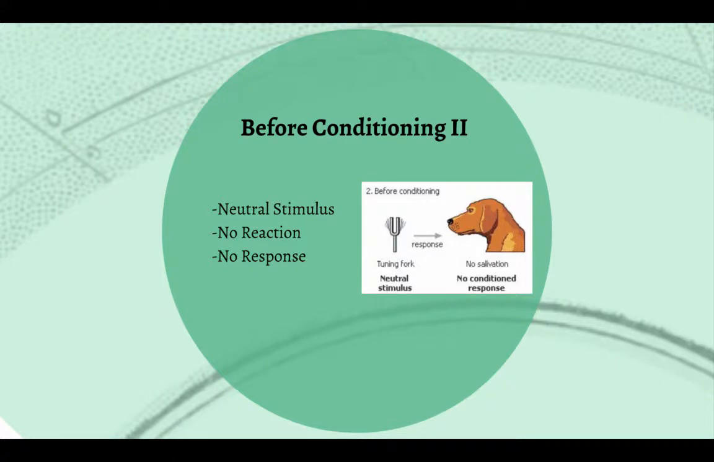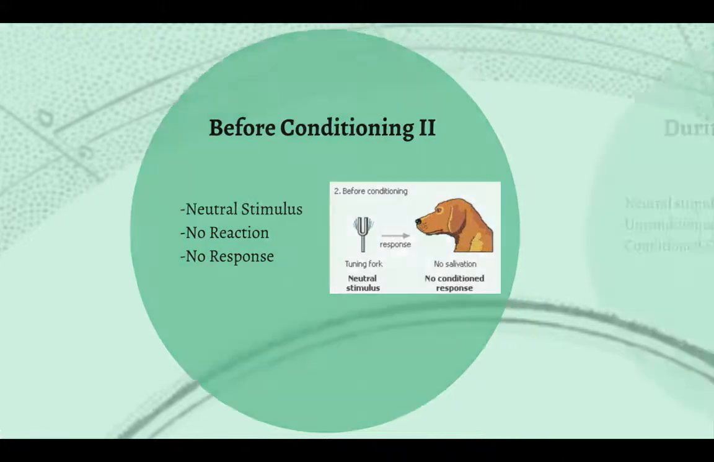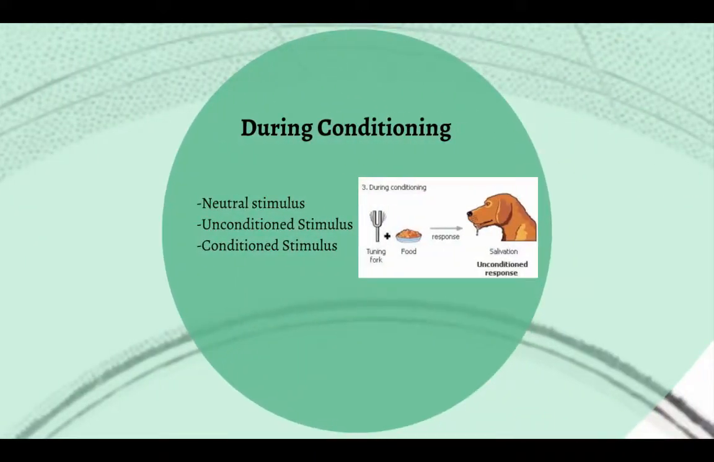The buzzer or tuning fork is a neutral stimulus that serves as a bridge until the dog learns to associate it with food. Until the dog makes the association, the stimulus provided no reaction from the dog and hence no response. During conditioning, the neutral stimulus is paired with the unconditioned stimulus. By introducing the unconditioned stimulus, the food, with the neutral stimulus, the tuning fork, an association can be created.